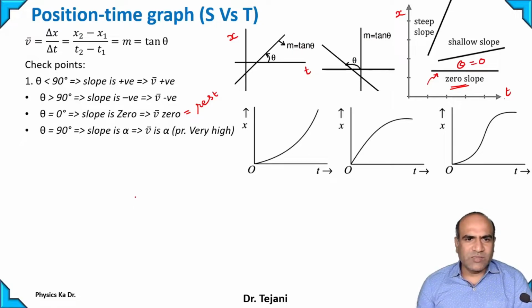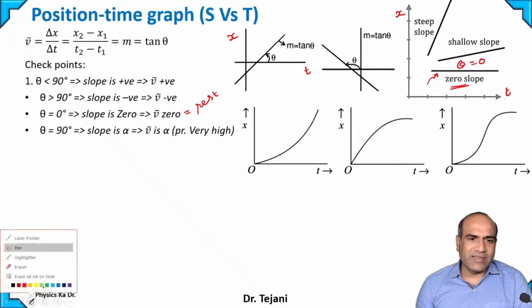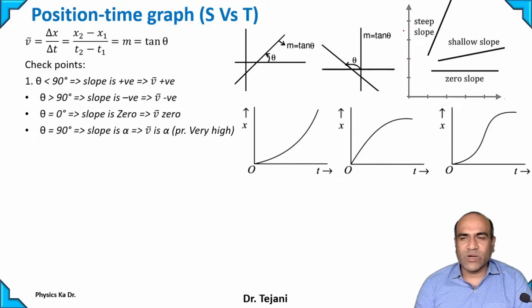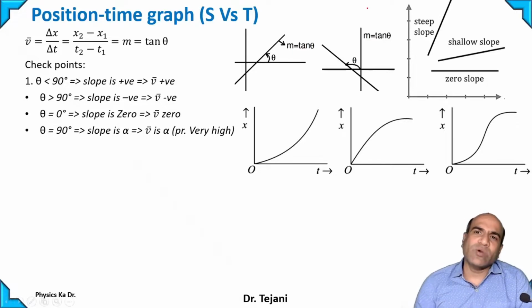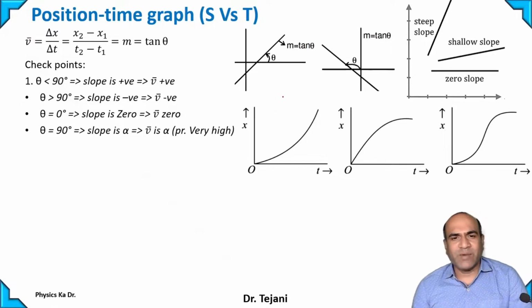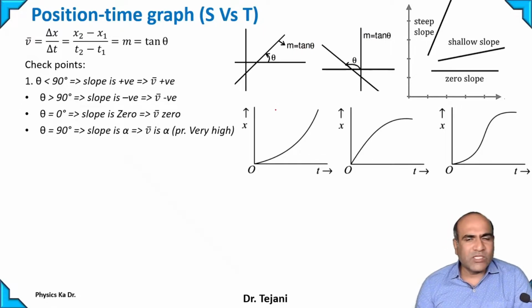One more option is possible: if theta is equal to 90 degrees, which means a vertical line. If this line is vertical, it shows very high velocity. Practically, this is an impossible case, but in examples you may find this kind of graph with vertical lines. It shows infinite velocity. But practically, it won't happen. There is always a gradual increase in velocity.